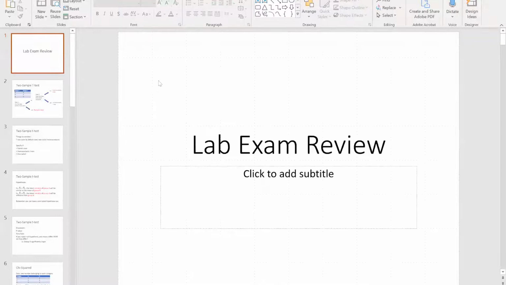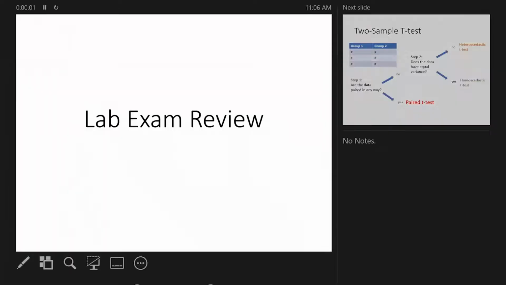Okay, so let's check out the review. So lab exam 2 covers everything since lab exam 1. So that's chi-squared tests, 2 sample t-tests, 1-factor ANOVAs, 2-factor ANOVAs, and then regression correlation. So 5 topics.